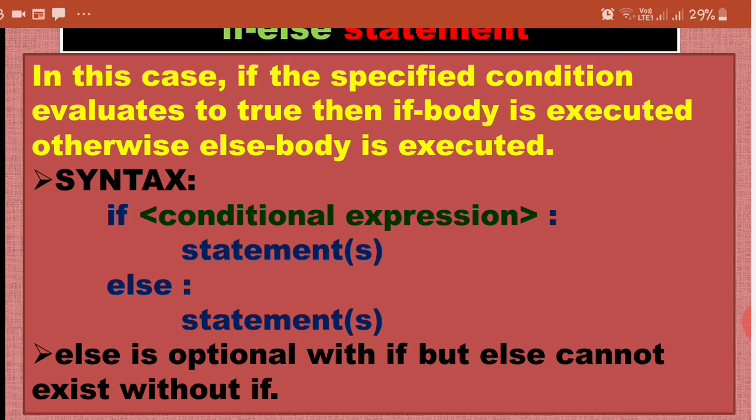Now, here you can see that else is optional. Means, if you want, then you can skip else, like we did in the case of simple if statement. We did not write any else. But if you want that else is there but if should not be there, then this is not possible. That is what is written here. Else is optional with if, but else cannot exist without if.